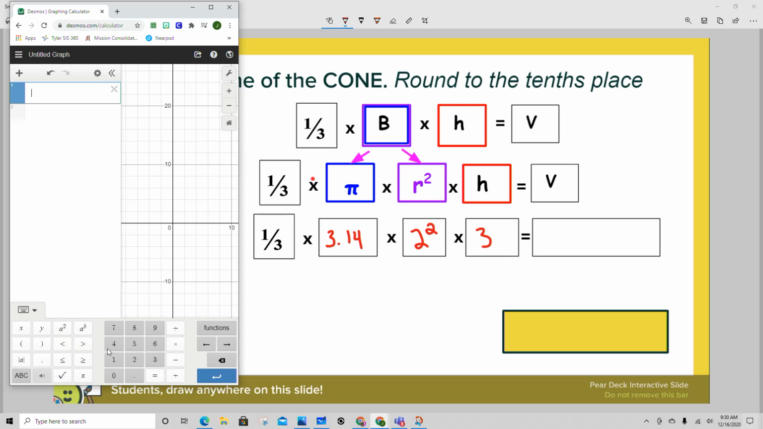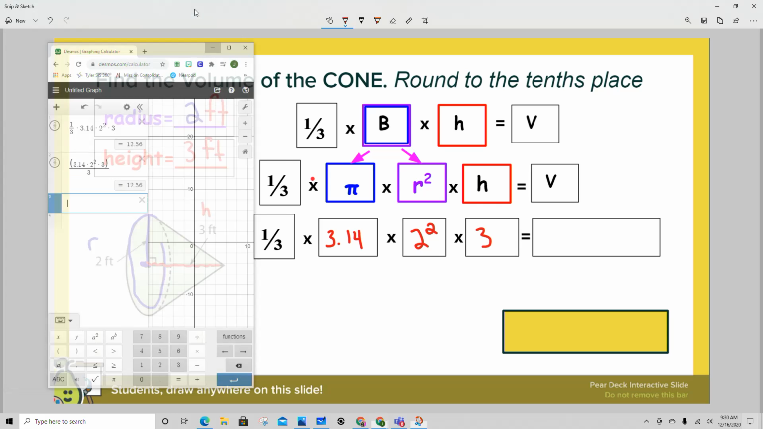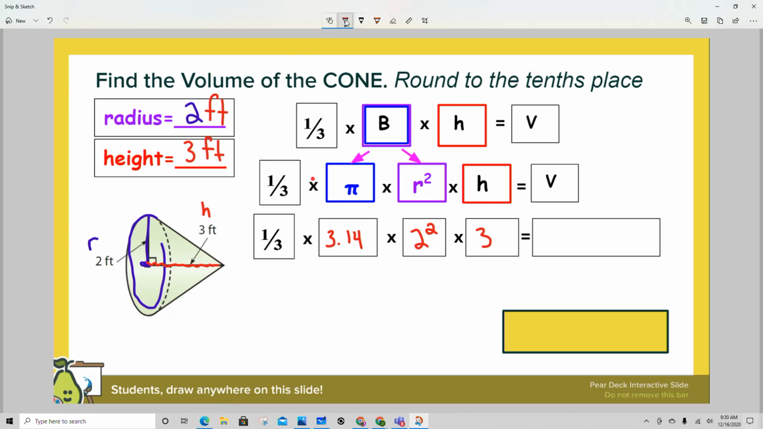All right, so let's go ahead and do both methods. We'll do 1/3, move to the right, times 3.14 times 2 squared times 3, and the answer is 12.56. All right, let's do it the other way. The other way is to put parentheses, start with pi times 2 squared times 3, close parentheses, then divide by 3, and we get the same answer. So my answer here is 12 and 56 hundredths cubic feet.